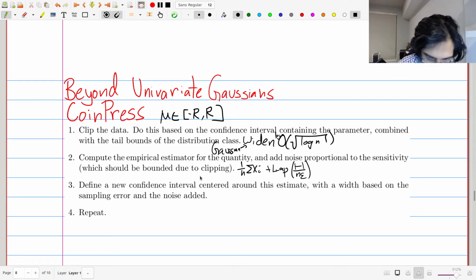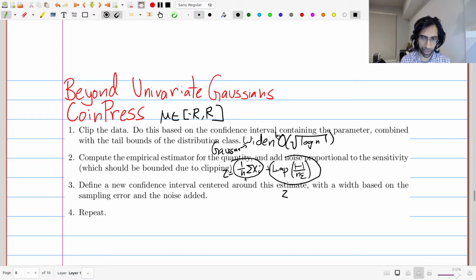It's kind of obvious here how the sensitivity is bounded because of that, but in some cases it might not be quite as trivial. And the main step where all the magic happens is the third step, where we define a new confidence interval centered around this estimate with a width based on the sampling error and the noise added. So remember, centered around this estimate, in this case it'll be z. And the width is based on the sampling error. So the sort of error in this quantity, that's the sampling error, and the error based around this.